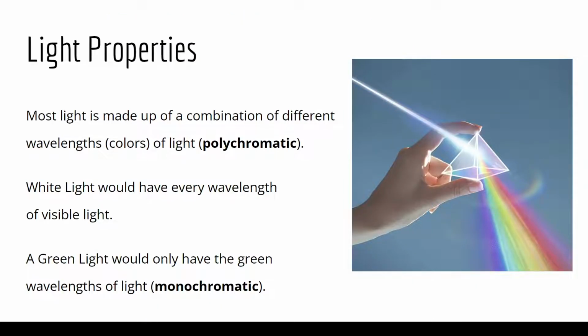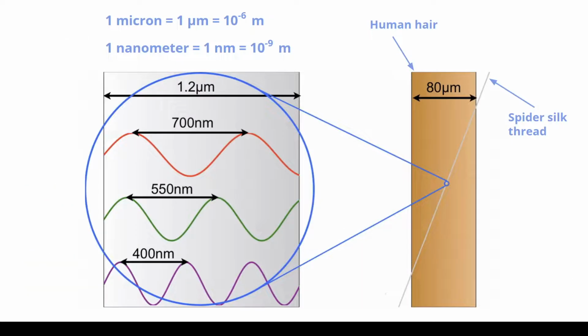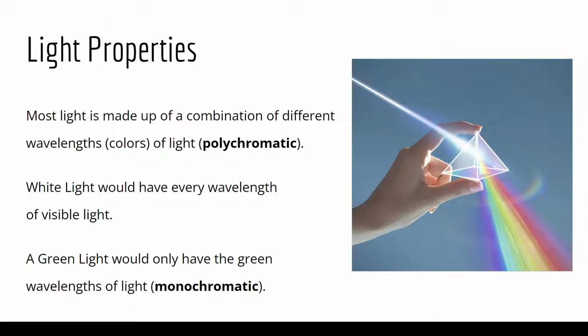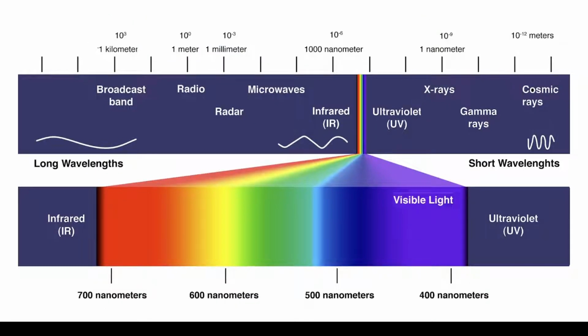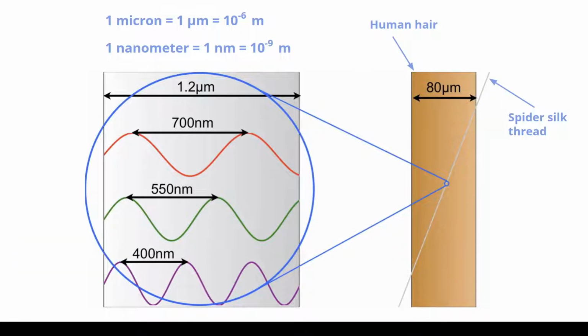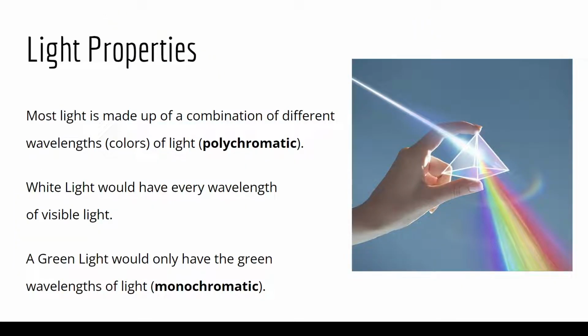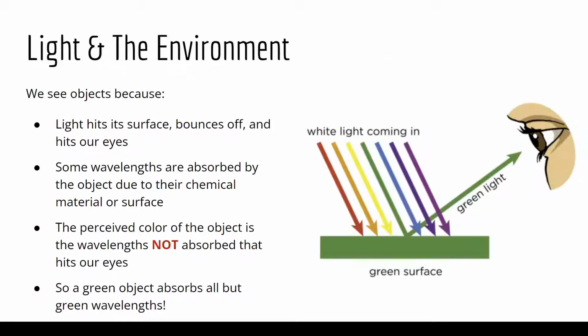Most light is made up of a combination of different wavelengths. We have all these different wavelengths of light, and most light is made up of a combination of these. They're not just single colors that you can choose from: red, green, blue, violet. They're usually a combination, and we would call that polychromatic. White light would be every wavelength of visible light combined together to create a desaturated appearing light. And if you saw a light that was just green, it would have just the green wavelengths of light, so it would be monochromatic.